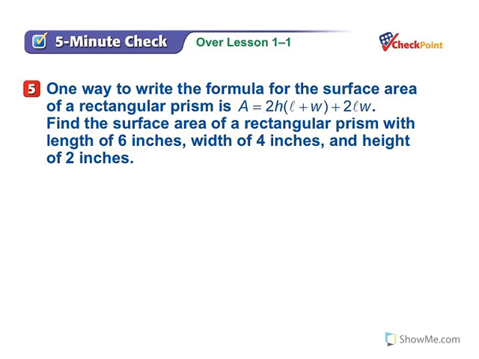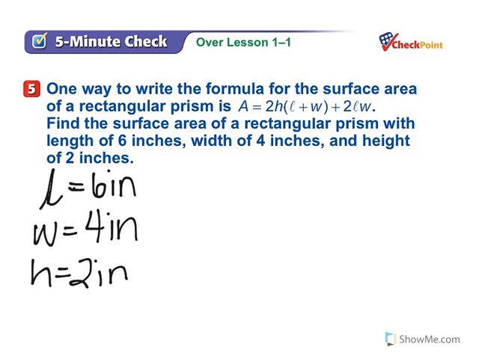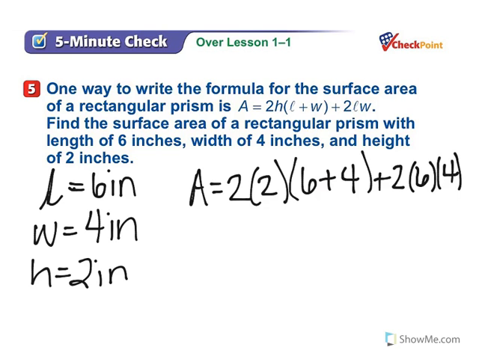Our last quick check. One way to write the formula for the surface area of a rectangular prism is A equals 2h parentheses L plus W plus 2 times L times W. Find the surface area for the rectangular prism with length of 6 inches, width of 4 inches, and height of 2 inches. Now all we have to do is plug and chug. Make sure you've plugged in the numbers to the correct spaces.